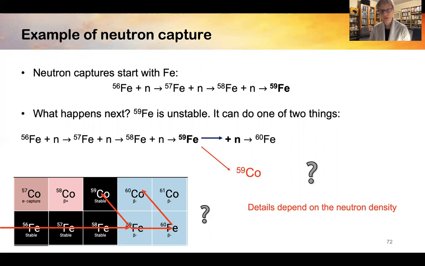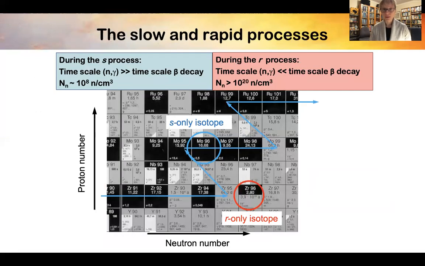So I've shown on the chart of the nuclides down below the choice essentially that iron 59 has. Does it capture a neutron to make iron 60, or does it beta decay to cobalt 59? It makes a new element because you're converting a neutron into a proton. Now the details of the pathway of iron 59 depend essentially on the neutron density. And this really distinguishes the s process from the r process. The s process is a slow process.